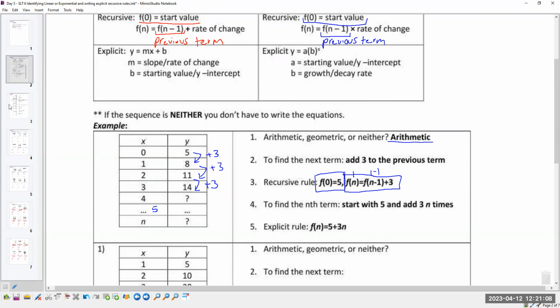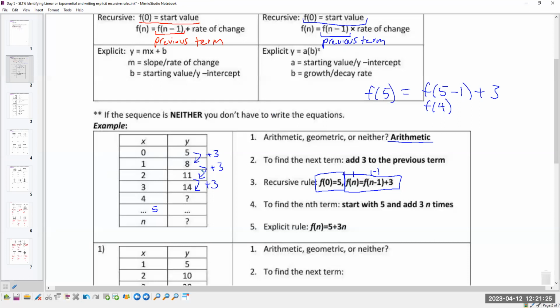If we were looking for the fifth term, I would have f of 5 minus 1 plus 3. Again, I'm just using my formula. Nothing tricky, just the formula. F of 5 minus 1 becomes f of 4.